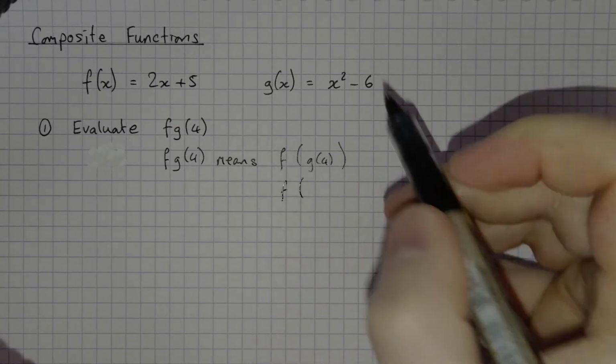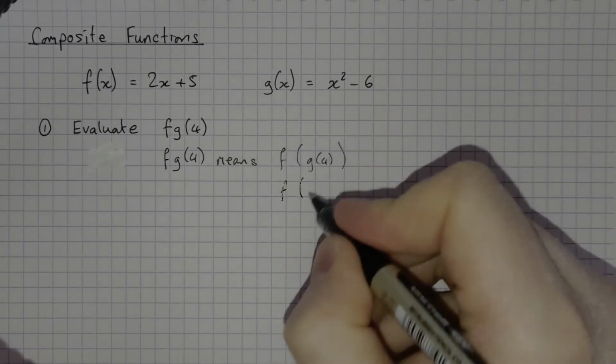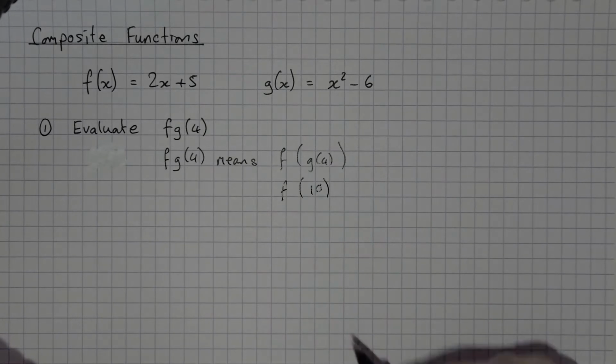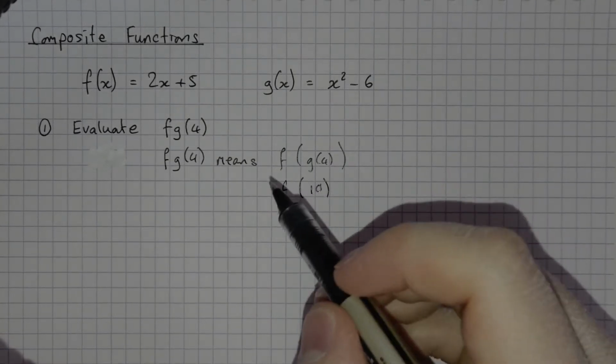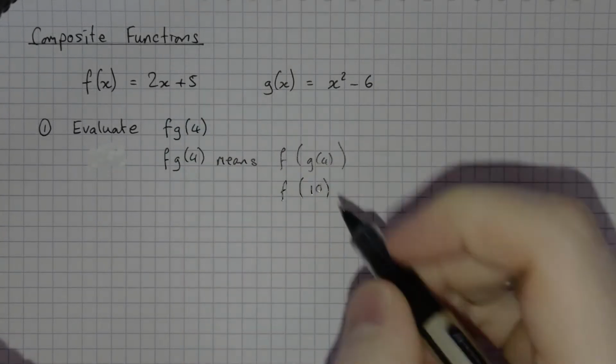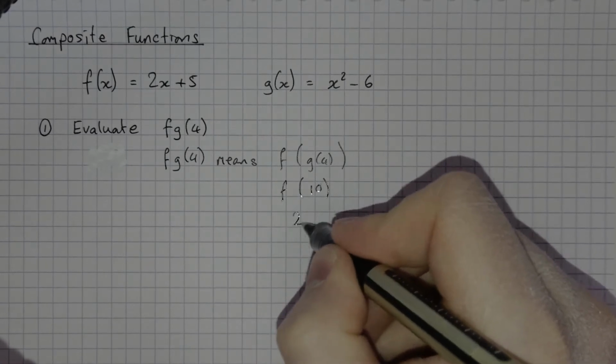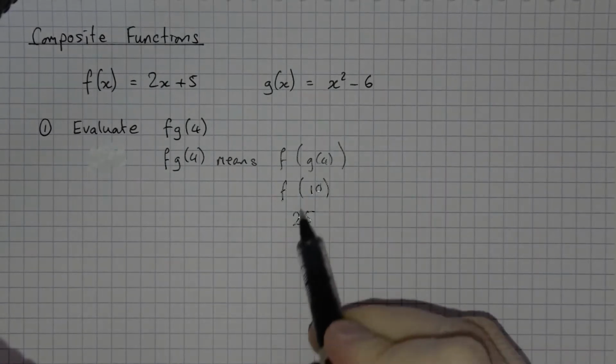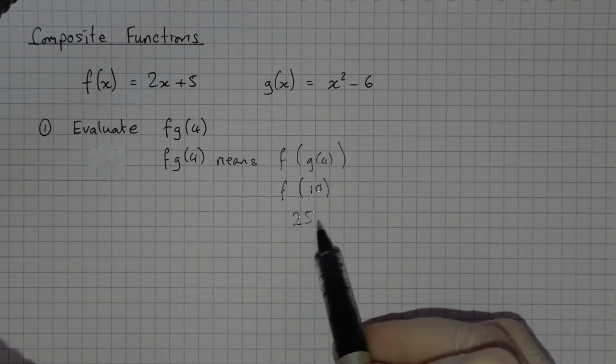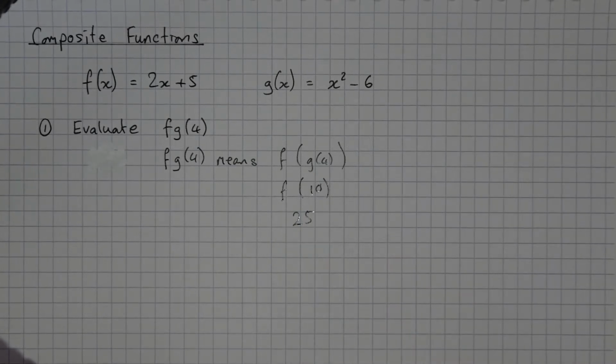Now g of 4, well, 4 squared is 16, so that's 10, and then f of 10 is 2 times 10, add 5, is 25. So something like that. You could put even more steps in here if you like. You could say it's 2 times 10, add 5, and so on. But that's roughly how I want you to lay it out.